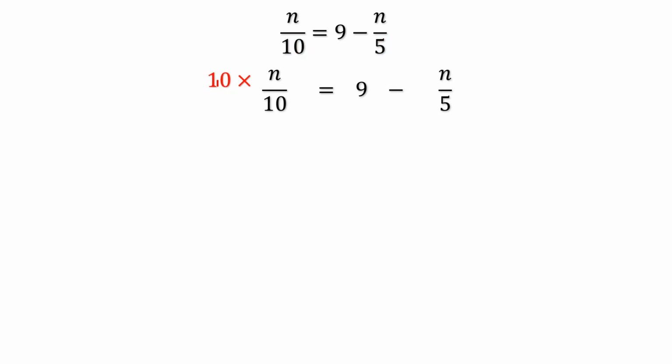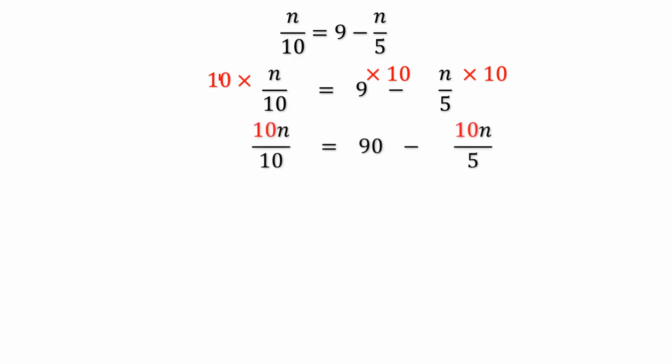So multiply this equation by 10 because these two 10s could cancel out each other. And then I can multiply 9 by 10, and I can also multiply n over 5 by 10. So I multiply the whole equation by 10. I can't just multiply one term by 10. If I multiply one term by 10, I have to multiply the whole thing by 10.